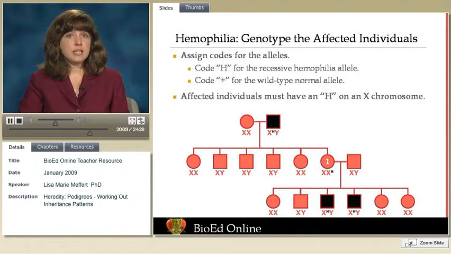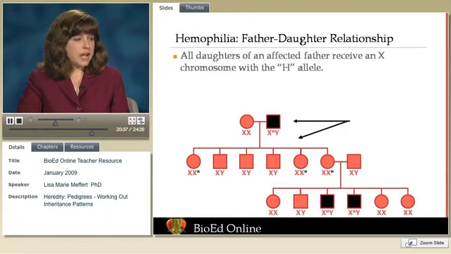We can also fill in this intermediate daughter here because we know that she came from these two parents. So she got a normal X allele from her mother, we can assume, but she must have gotten this X chromosome from her father in order to become female. So we know that she's a carrier. So we can put a little H on one of her X chromosomes. That's the X chromosome that she received from her father's sperm. So now let's look at this next generation here.